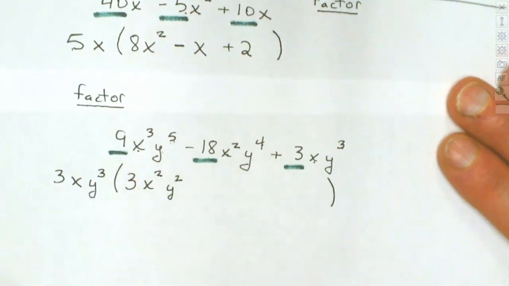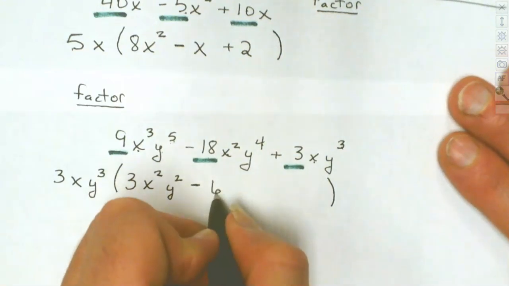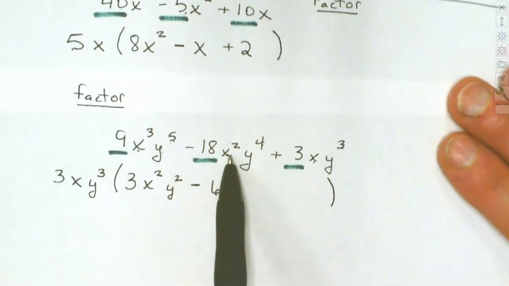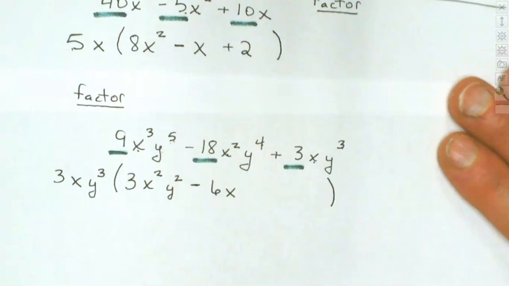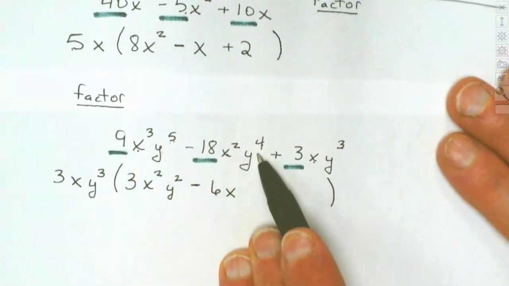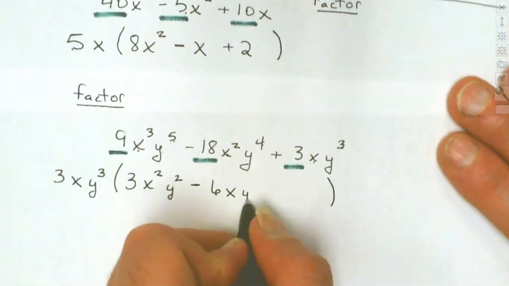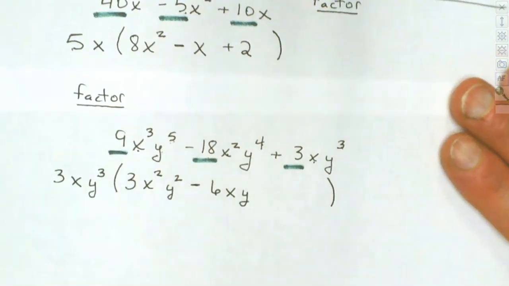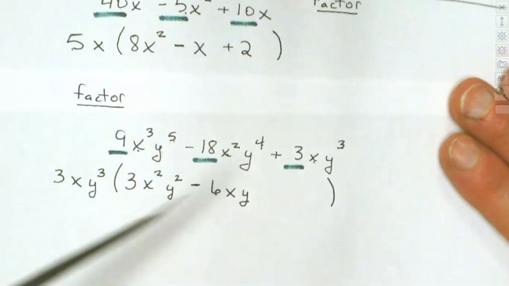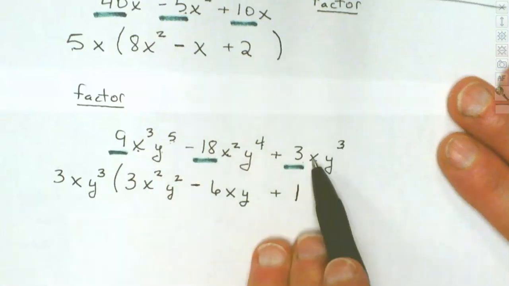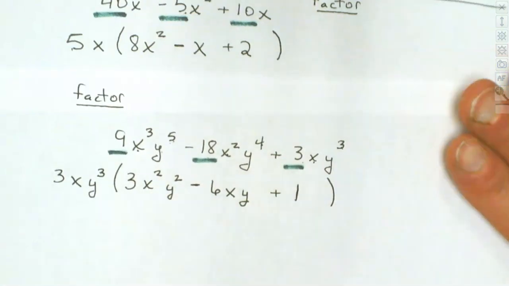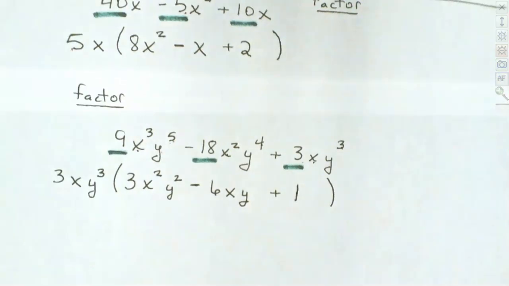18 divided by 3. Well, it's going to be a negative. And 18 divided by 3, that's a 6. And then we've got x squared. Take one of them out. So that leaves you with an x. Y to the 4th. Take 3 of them out. That leaves you with a y. And what do we have left? 3 divided by 3, that's a 1. The x's are gone, the y cubes are gone. If it all goes away, you leave a 1.